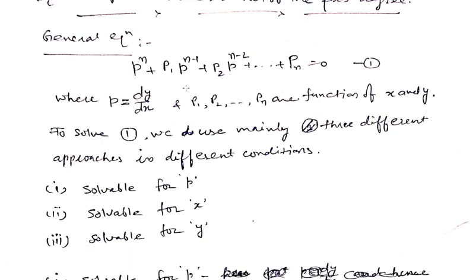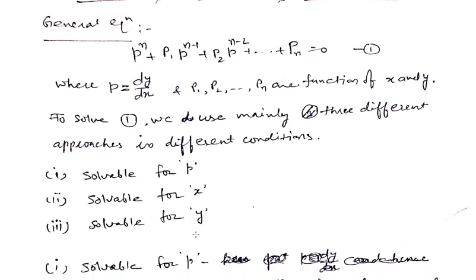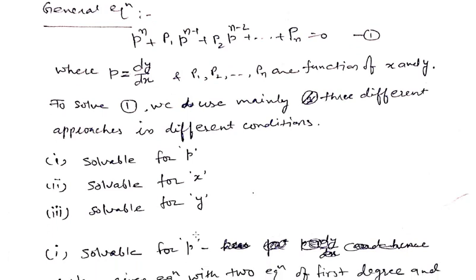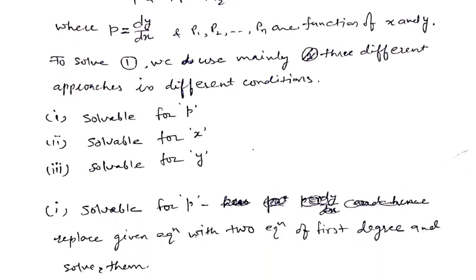Normally, to solve this equation we use three approaches in different conditions. The first approach is we solve this equation by the method solvable for p, that is, solve for p. The other two methods are we solve this equation for x and solve this equation for y. One by one we discuss these methods. So first we discuss the first method, which is solvable for p.